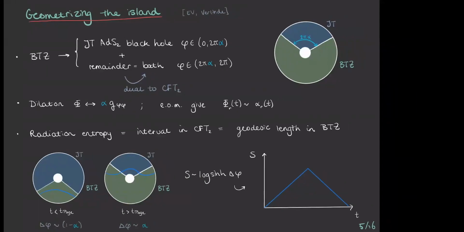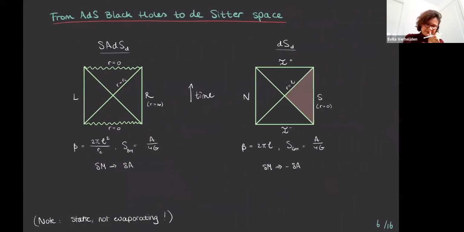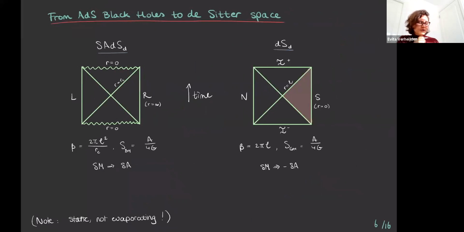Okay, let me make the transition to de Sitter space. That's what we're interested in now. Let me first highlight a few differences and similarities between black holes in AdS and empty de Sitter space. So this is the Penrose diagram of Schwarzschild AdS. We know it very well. There are the singularities, the horizons, and the left and right asymptotic regions. It has a temperature, a Bekenstein-Hawking entropy, and a first law, which dictates that if you consider a black hole of higher mass, its area will grow, and thus its entropy grows.